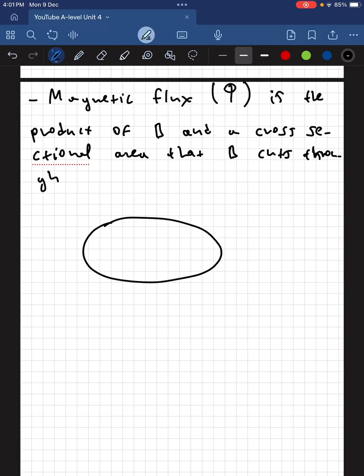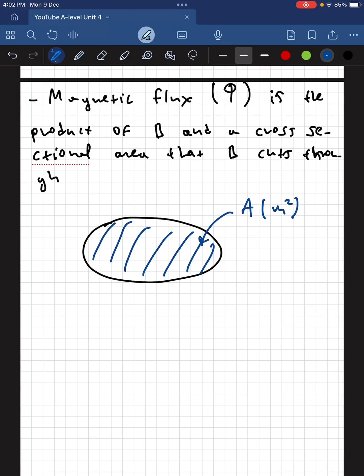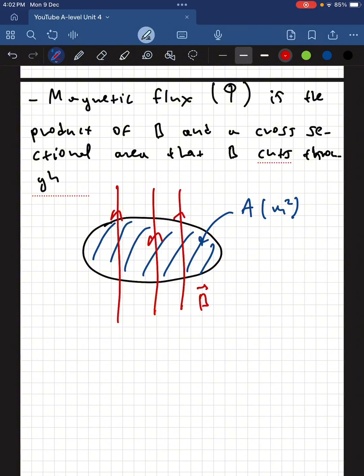So here is a cross-sectional area. It can be a disk, it can be a ring. It's usually something metallic when we deal with magnetism. So let's say that this is the cross-sectional area, A, measured in square meters. And let's keep the red for the magnetic field. So let's say that we have some magnetic field B, I'm going to use the hat again because it's a vector, cutting through this cross-sectional area. Then the magnetic flux is given by B times the cross-sectional area.